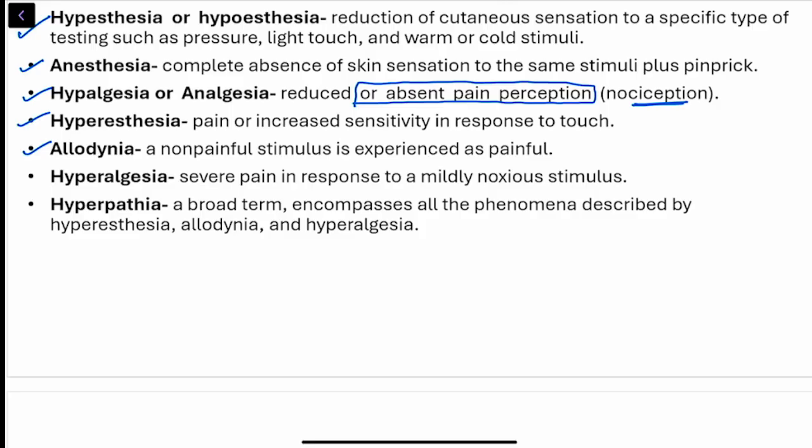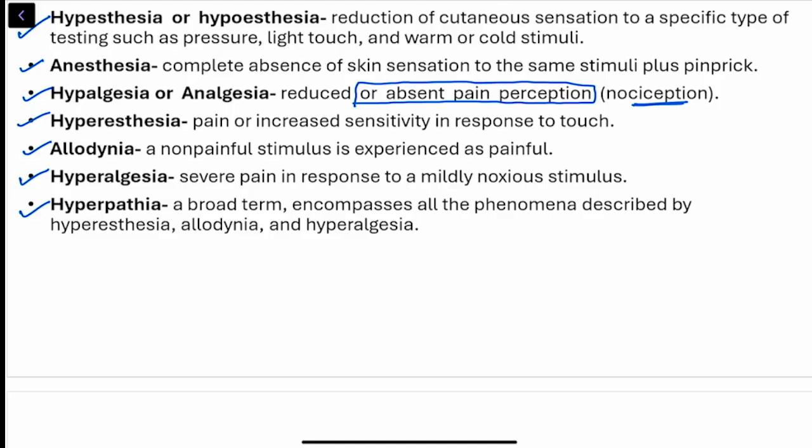Allodynia means I am applying one stimulus and the patient is perceiving another stimulus. For example, if I am simply touching the patient on his hand or feet, he will complain of pain, that I am feeling pain by simple touch. This is allodynia. The stimulus is something else and the perception is something else. Hyperalgesia means the stimulus is painful but not that painful, but the patient perceives it to be very much painful. Hyperpathia is a broad term which encompasses all the phenomena described by hyperesthesia, allodynia, hyperalgesia, right?